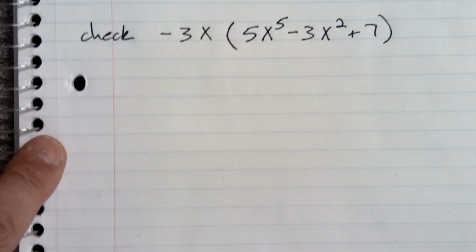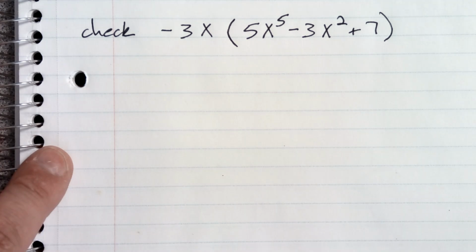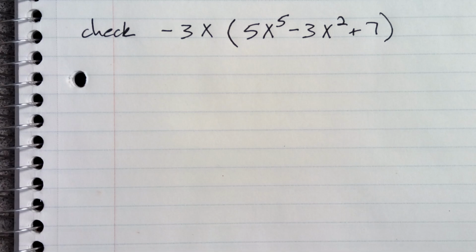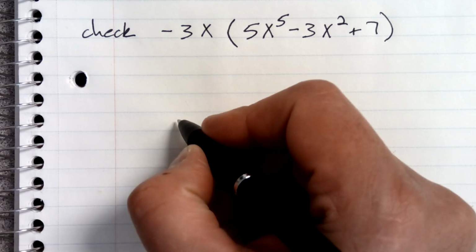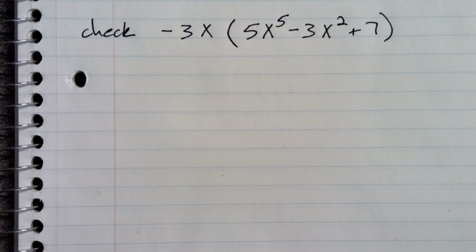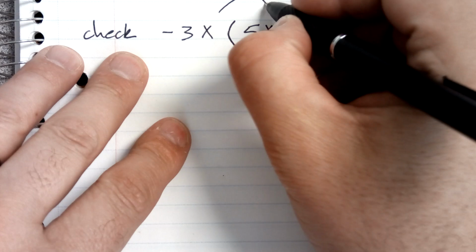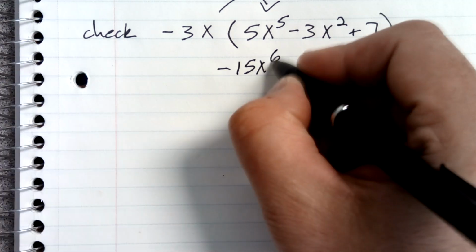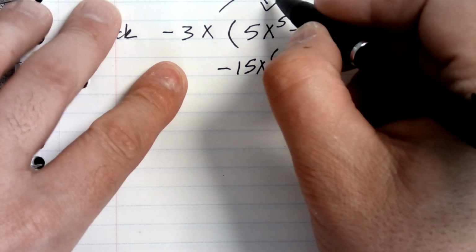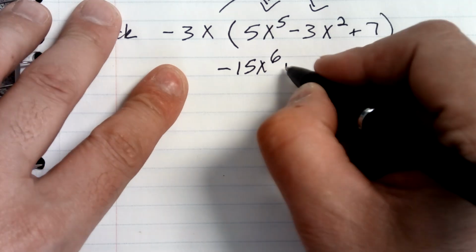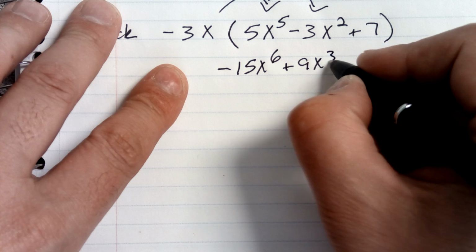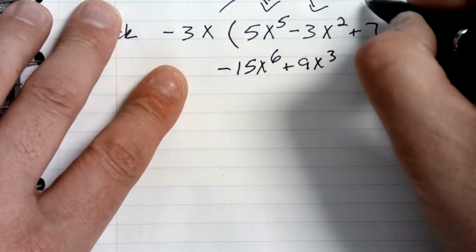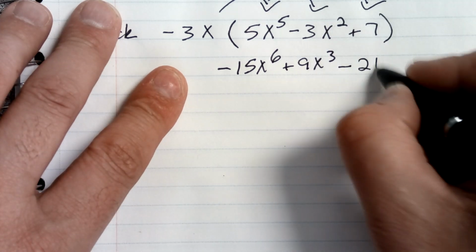All right, you guys are really smart. I don't think that's challenging enough for you. So let's try and find another one that might be a little bit more challenging after we go over this one. Do we need more time, or do you have an answer? All right, so negative 3x times 5x to the fifth is negative 15x to the sixth. Negative 3x times negative 3x squared is positive 9x cubed. Negative 3x times 7 is negative 21x.